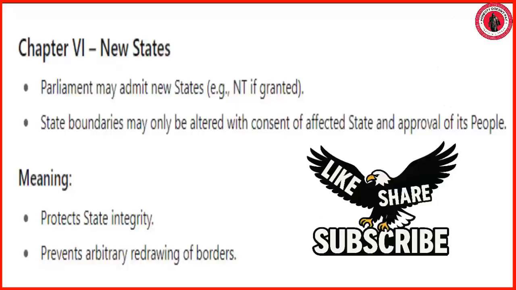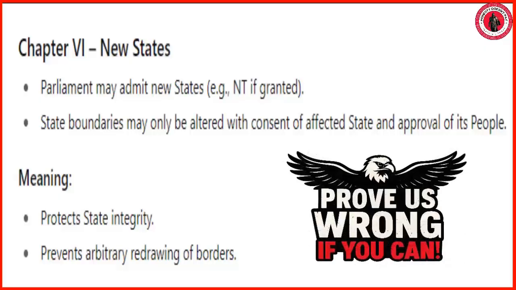Chapter 6, New States. Parliament may admit new states, e.g. NT if granted. State boundaries may only be altered with consent of affected state and approval of its people. Meaning, protects state integrity, prevents arbitrary redrawing of borders.